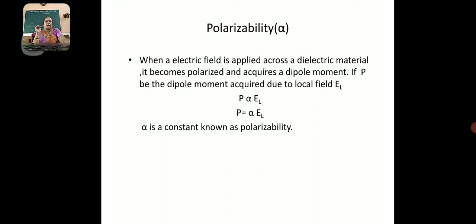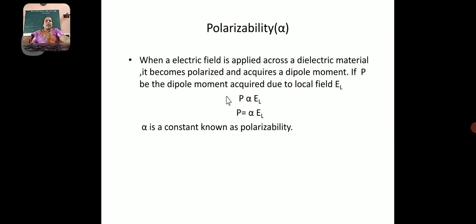This is about electrical susceptibility, and now we will discuss polarizability, which is represented by alpha. When an electric field is applied to the dielectric material, what happens? It becomes polarized and acquires a dipole moment. That means positive and negative charges get separated by some distance and a dipole moment is produced.